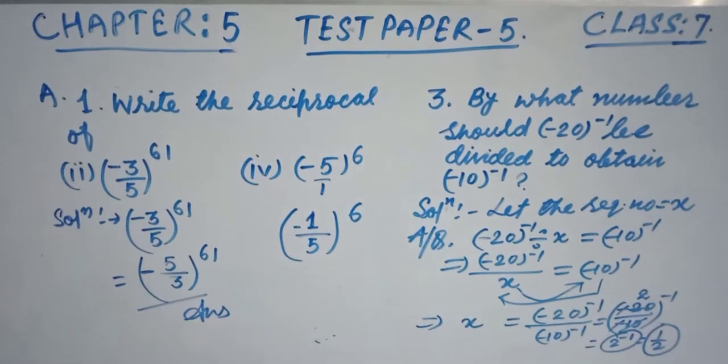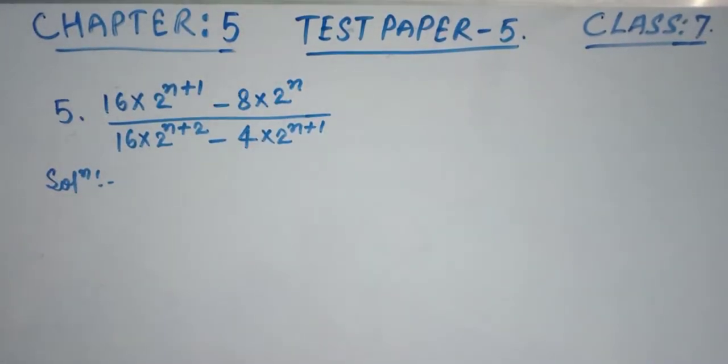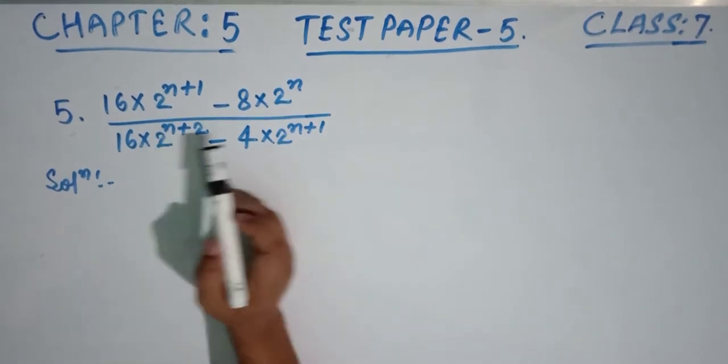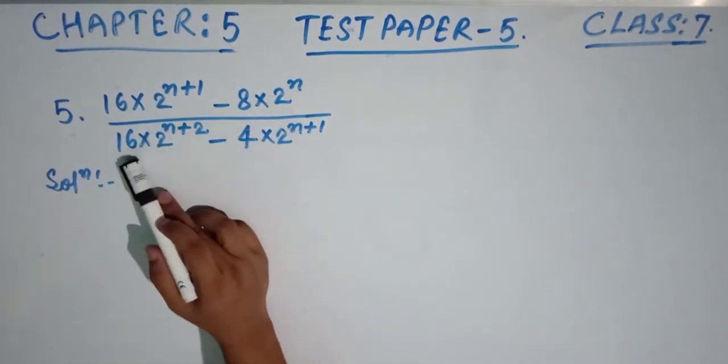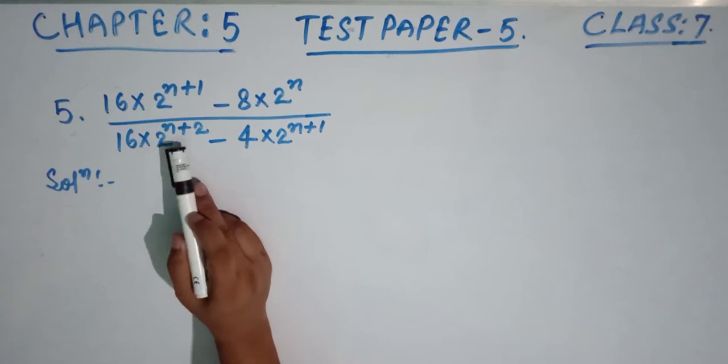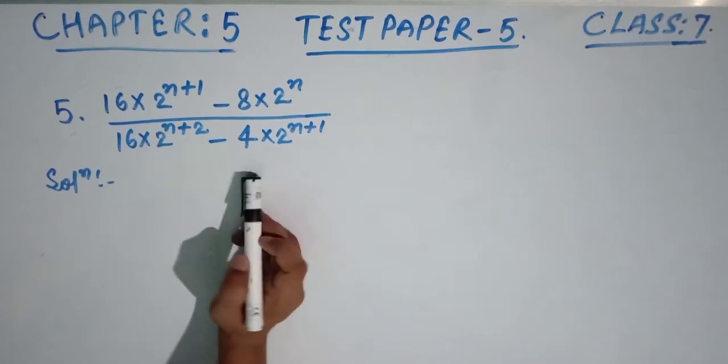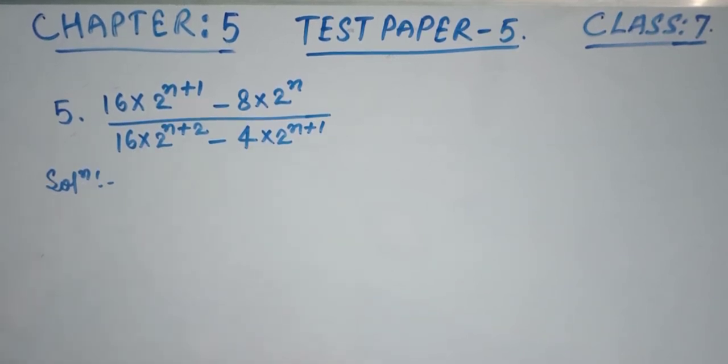Now next one, see friends, question number 5 is a very important question. 16 multiplied by 2 raised to the power n plus 1 minus 8 multiplied by 2 raised to the power n, divided by 16 multiplied by 2 raised to the power n plus 2 minus 4 multiplied by 2 raised to the power n plus 1. First friends, here the 2 raised to the power n is a very complicated thing. We have to remove 2 raised to the power n.